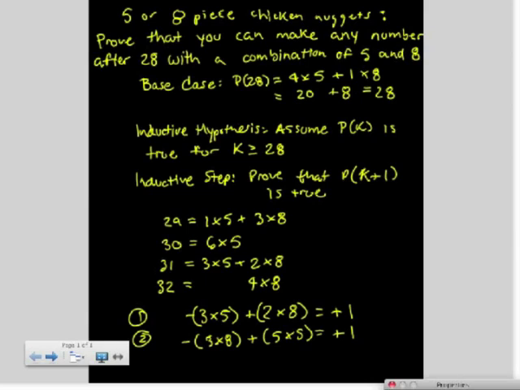So you can notice that no matter what, for any number after 28, we're going to have at least 3 5-pieces or at least 3 8-pieces. Since that works, we have proven that no matter what k is, we can always subtract 3 5-pieces or subtract 3 8-pieces, and we can add the 2 8-pieces or the 5 5-pieces to get k plus 1.